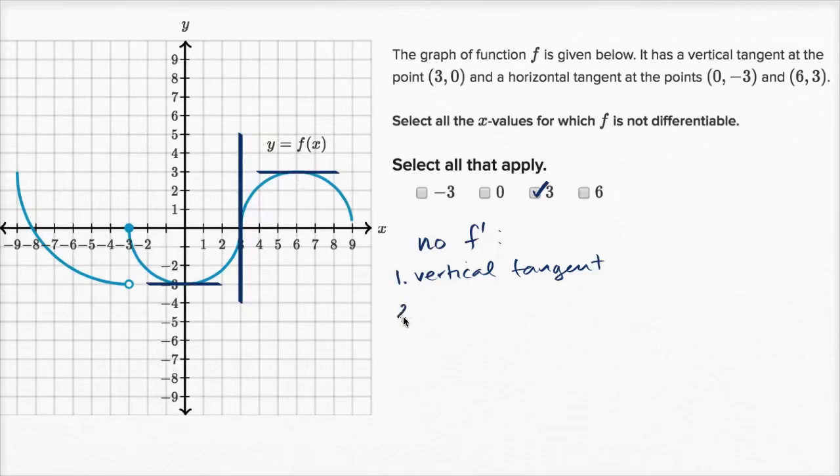What are other scenarios? Well, another scenario where you're not going to have a defined derivative is where the graph is not continuous. And we see right over here at x equals -3, our graph is not continuous. So x equals -3, it's not continuous. And those are the only places where f is not differentiable that they're giving us options on. We don't know what the graph is doing to the left or the right. Those would be, I guess, interesting cases, but they haven't given us those choices here.